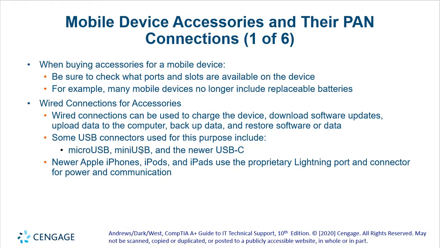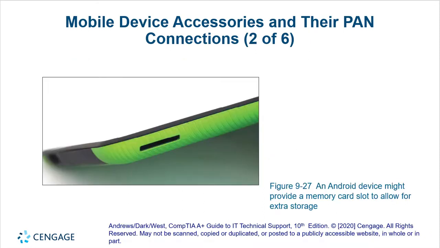So we've got micro USB, mini USB, and then the USB-C that we can use for wired connections. And then in the iPhones, there is the lightning port and connector for that. Both of them are getting away from you plugging in too many things, so most of the time you're going to end up being plugged in through wireless. Here's an example of a memory card slot for extra storage for an Android device. Mine does not have it at all.